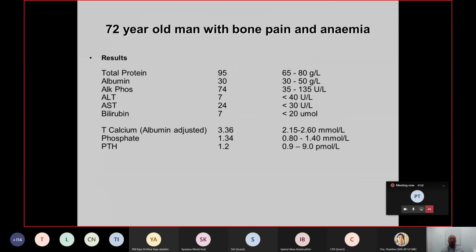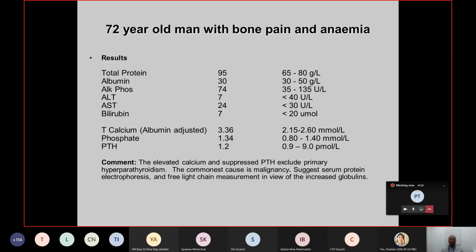72-year-old man with bone pain and anemia. This should be a spot diagnosis: very high total protein with a low albumin, moderately raised total calcium with a PTH at the lower end. Alkaline phosphatase is normal.